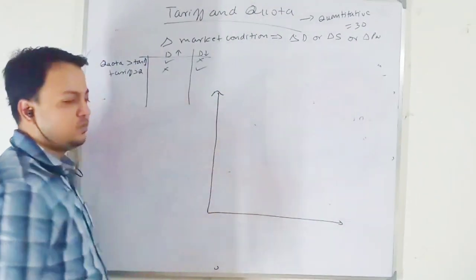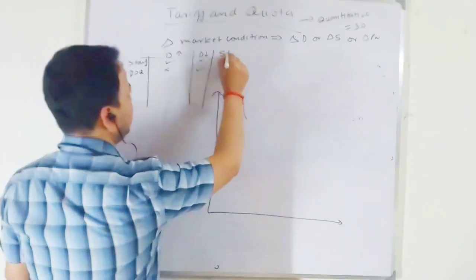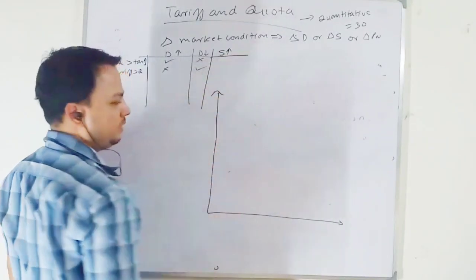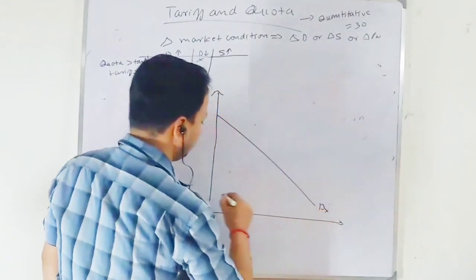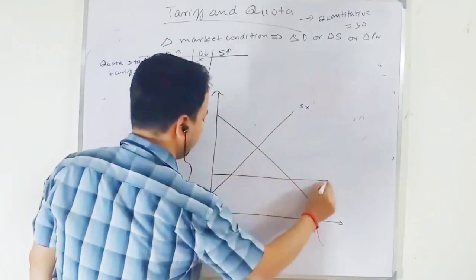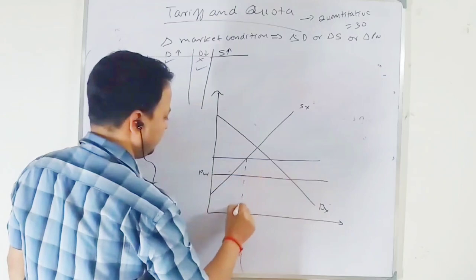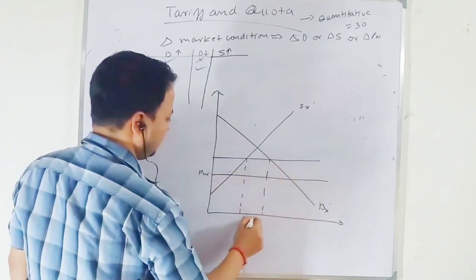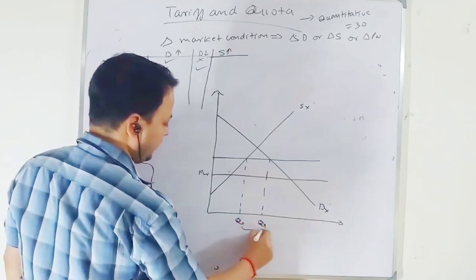So what I am doing now is increasing supply. So supply increases, what will happen? This is your demand curve. This is your supply curve. This is one price. This is with tariff. So this is quantity supplied, this is quantity demanded, and this much is import.